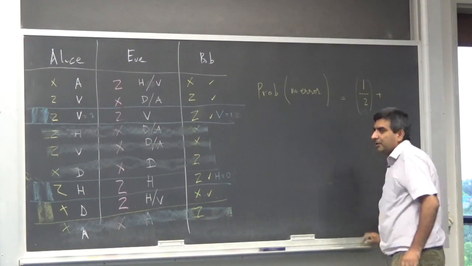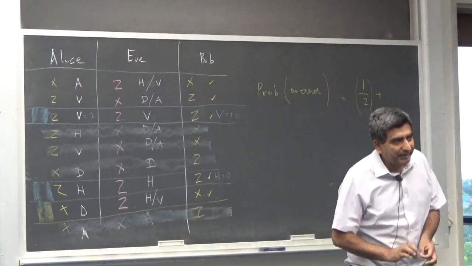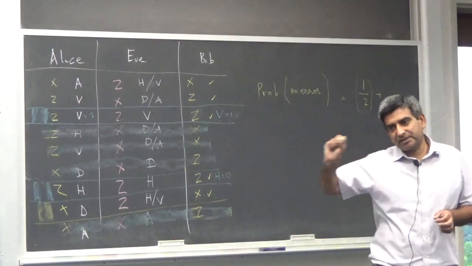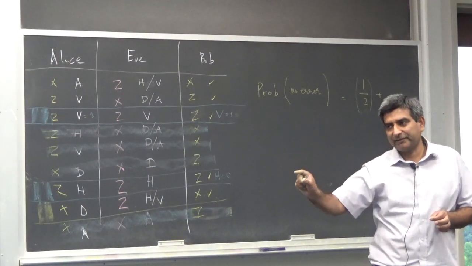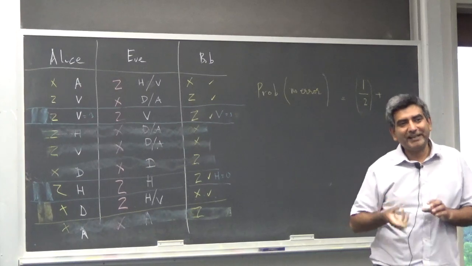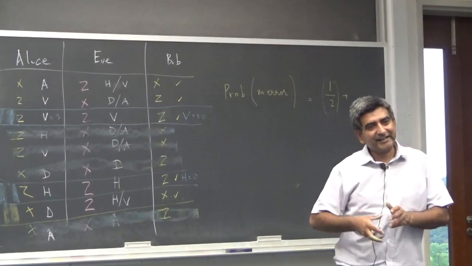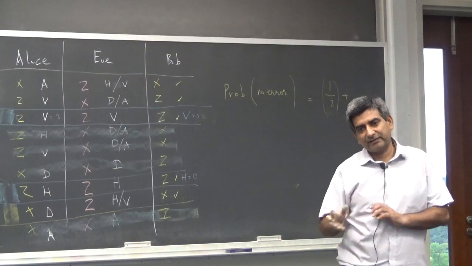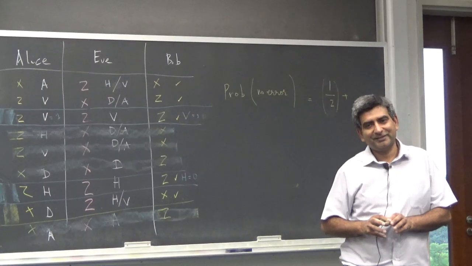Good. But then there is another way in which the bit received by Bob matches the bit that was sent by Alice, even when Eve's basis is distinct or unmatched from Alice's and Bob's. Isn't it?